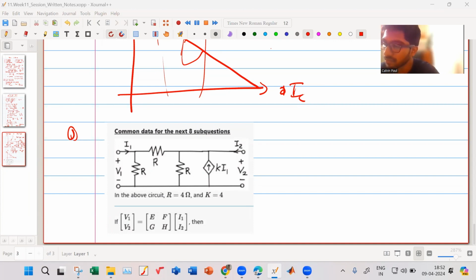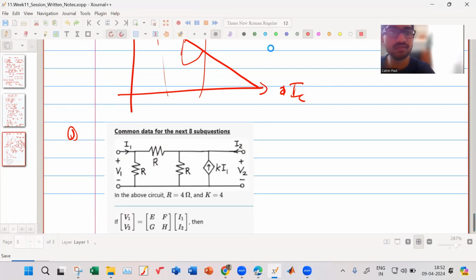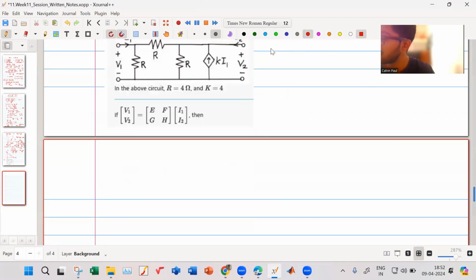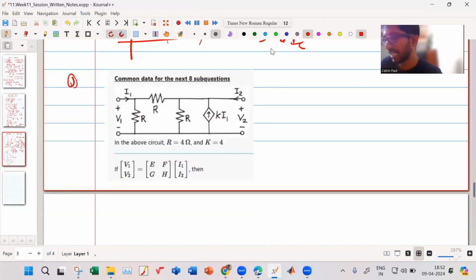Okay. So I'll start solving this sum. In this question, what parameters are they asking you? It looks like Z parameters. Z parameters, right? Okay, if it is Z parameters, what should I do? Should I do open circuit and solve it? Yeah, make I2 equal to 0, then we'll get Z parameters. That is one way.